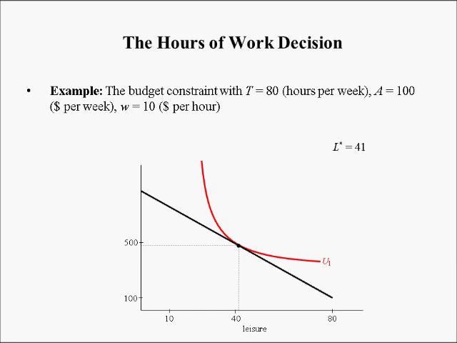Now the optimal solution here is leisure is 41, therefore hours worked would be 39. Consumption is 490. We plug leisure into the consumption equation and we get 490. 10 times 41, subtract that from 900 is 490. Another way to think about it is, since hours worked is 39, 39 times 10 is 390. 390 plus the allowance is 490. So either way you do it, you get 490.